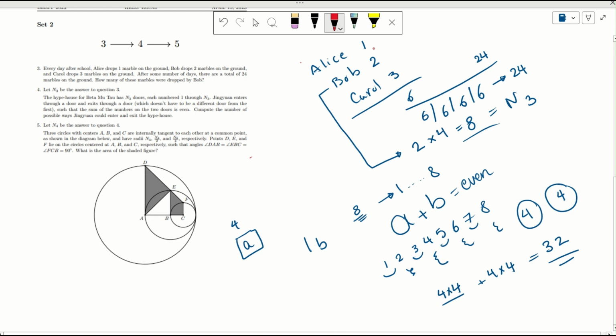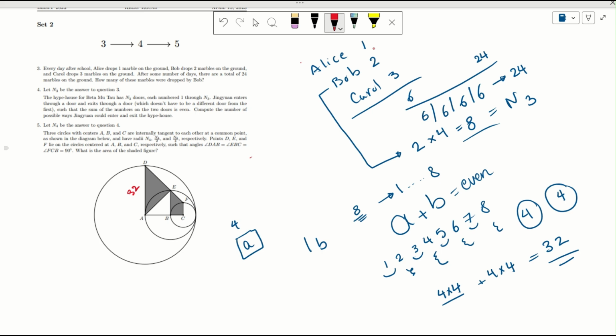Now let's move to question number 5. Here we have N4 as the answer of question number 4. So we know that N4 is going to be 32. So here we have three circles centered at A, B, and C. We know that the radius of the big circle is N4. So this is going to be 32.